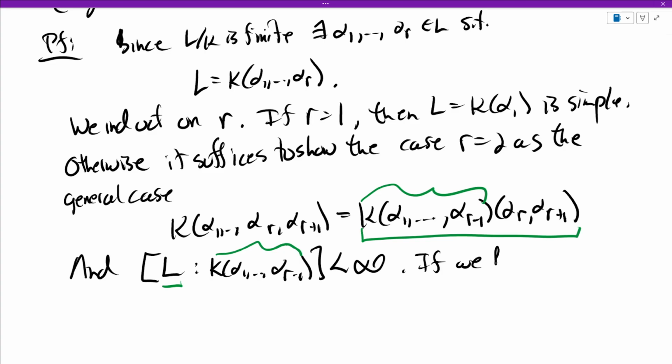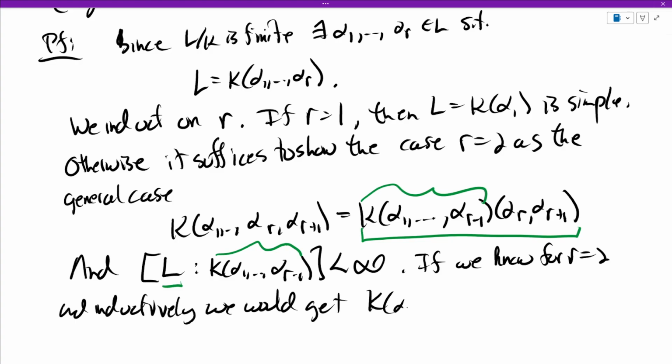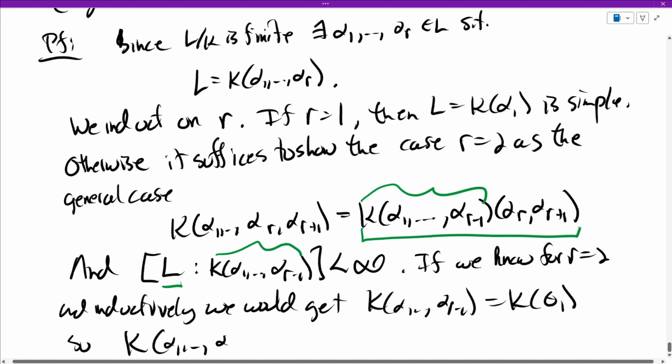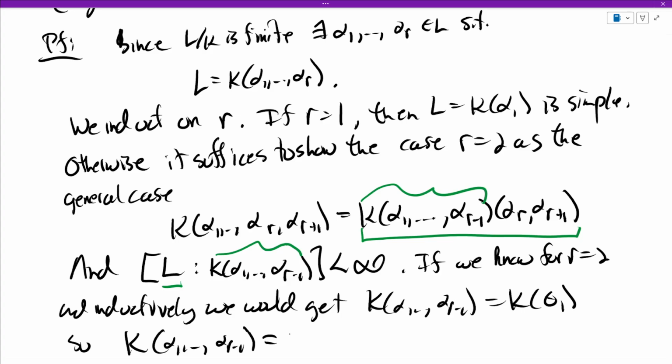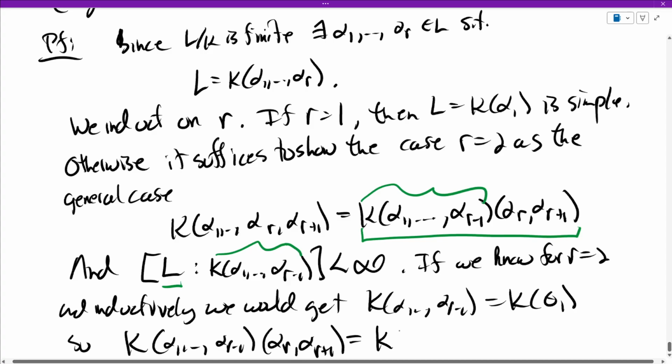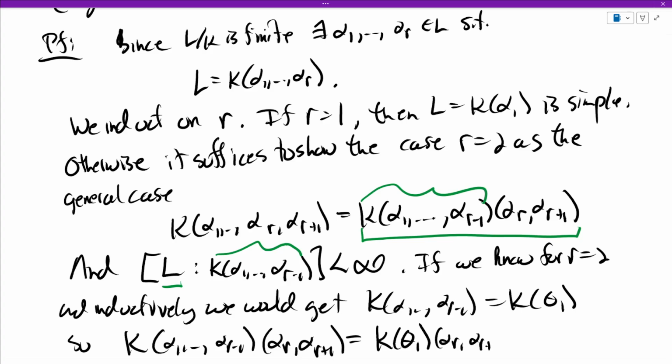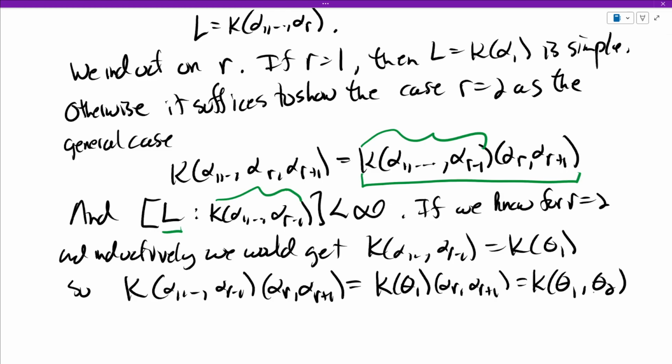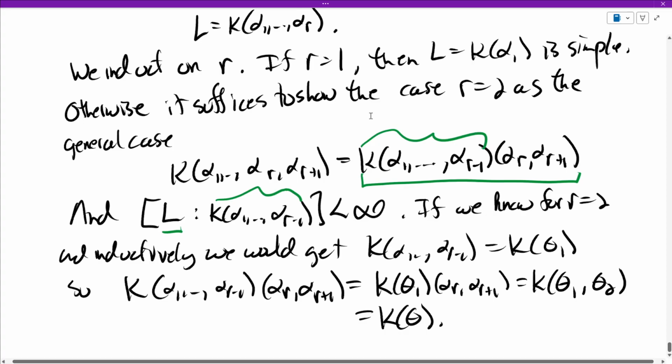So let me write it down. If we know for r equals 2, and inductively we would get K(alpha 1 through alpha r minus 1) is K(theta 1). So K(alpha 1, ..., alpha r minus 1), and then adding on alpha r plus 1, is like K(theta 1, alpha r plus 1). But then we've just added on 2 things to K(theta 1). So since we know it for r equals 2, we can write this as K(theta 1, theta 2)... no, it's just 2 things again. We're just adding in 2 generators again, so that's some K(theta). So the point is, if we can do it when there's just 2 generators that we're adding on, then it must be true in general.